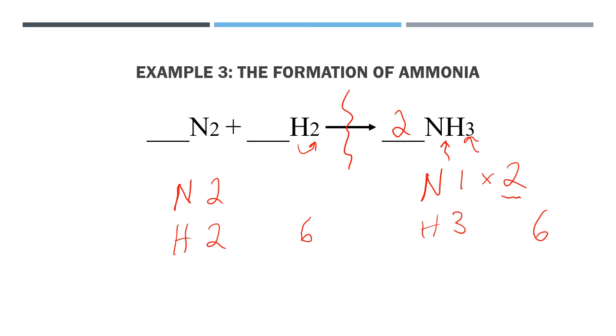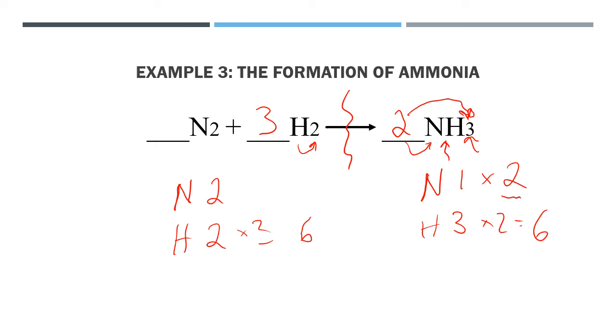Well, that was already done for us. On the right side, we had that 2 there, and that actually made it 6. Because that 2, when it affected nitrogen, also affected hydrogen. So I had 6 of them back there originally. So to make the left side into a 6, I have to times it by 3. So I put a 3 in front of the hydrogen.